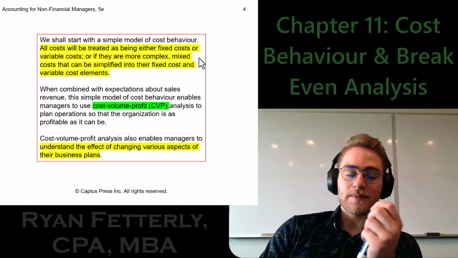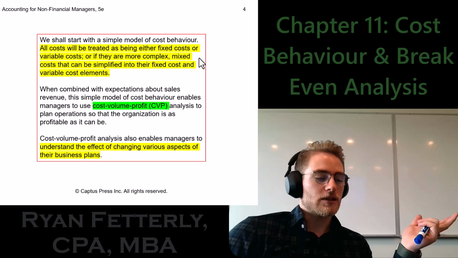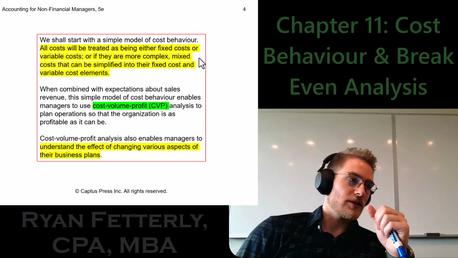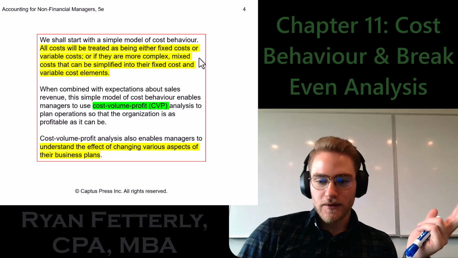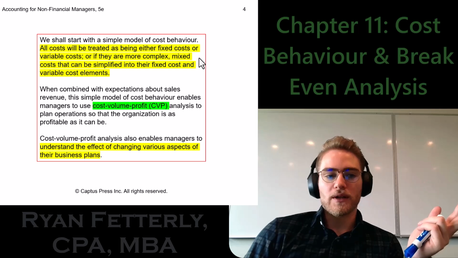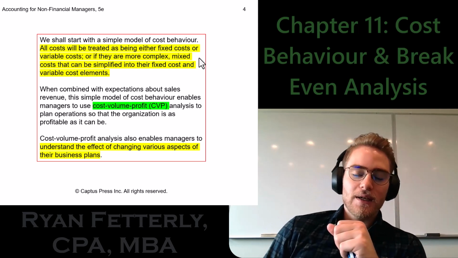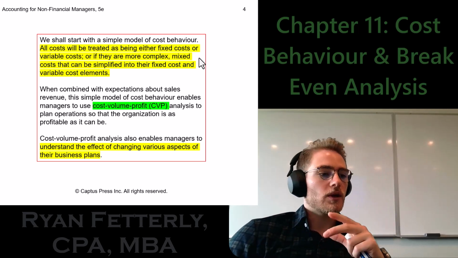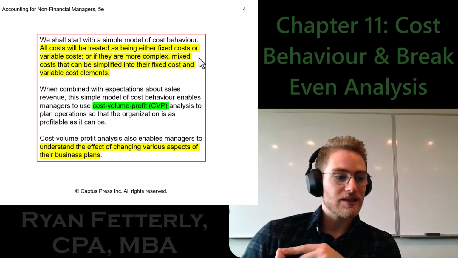So we'll start with a simple model. All costs can be treated as being either fixed or variable. You might say, sir, we talked about this a little bit last class: what about electricity costs? There's usually a fixed portion where you have to pay a delivery charge no matter whether you use any electricity or a whole bunch of electricity. And then there's a variable portion that you usually pay per kilowatt hour. We're going to put those types of costs aside, and we're just going to focus on variable costs that change with units of production, units of sale.